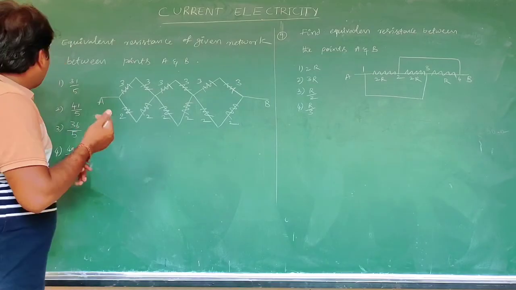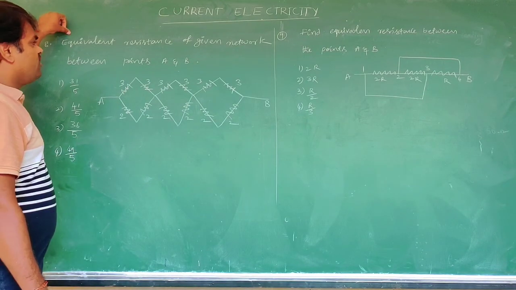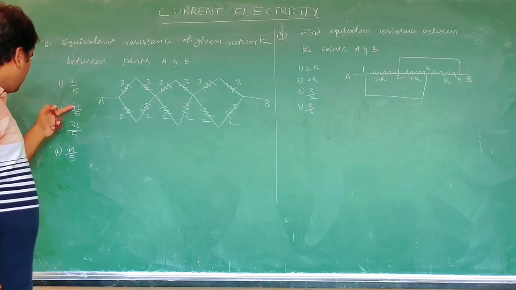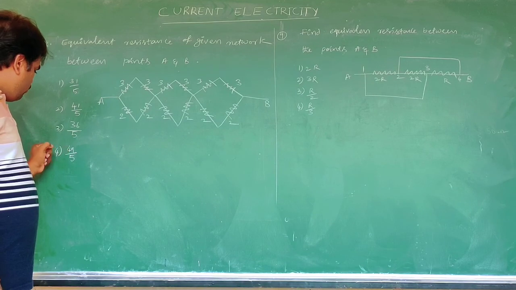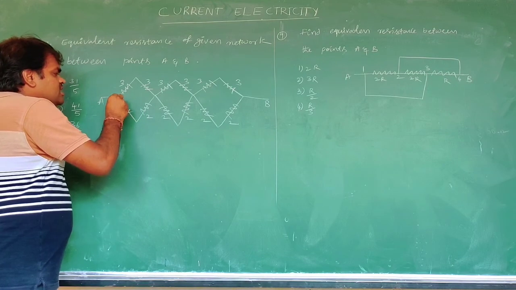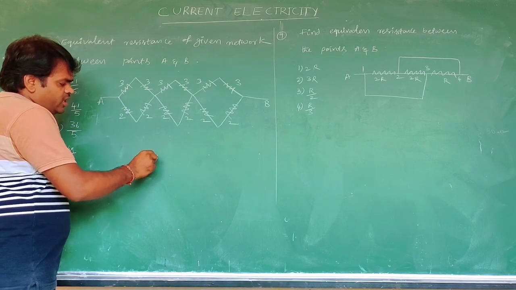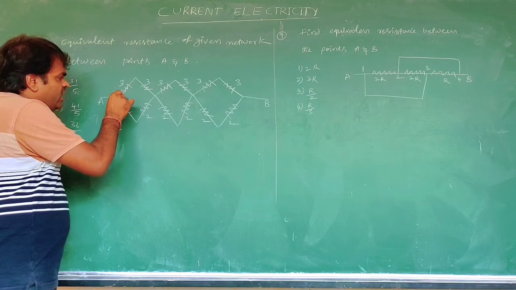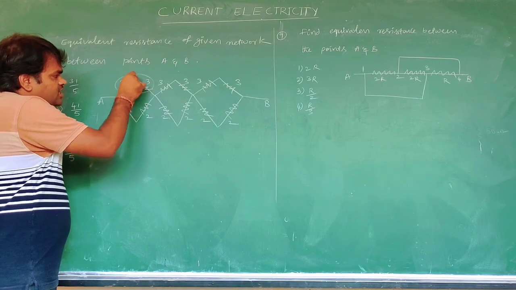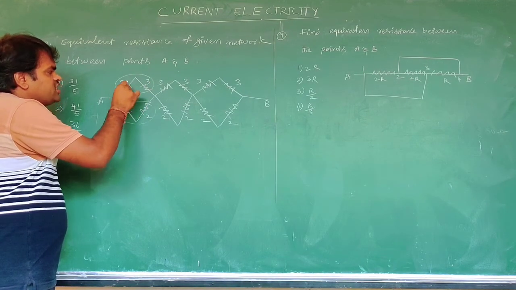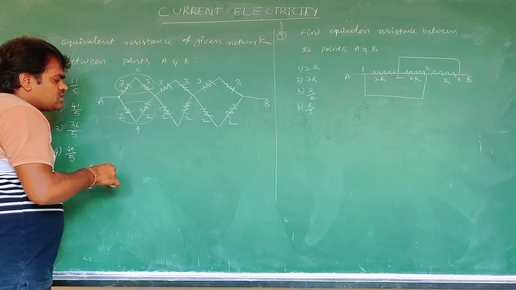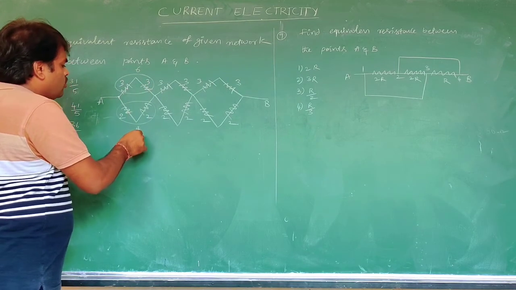Now we are going to discuss a problem. Equivalent resistance of a given network between points A and B. The options are 31 by 5, 41 by 5, 36 by 5, 49 by 5. Now see, in this the A and B means we have connected the battery between A and B. That's why the current here divides like this and these are parallel. But these two are in series. These two are in series.